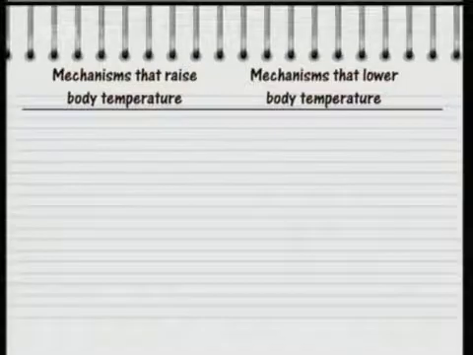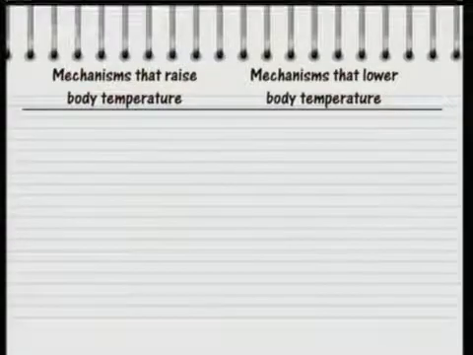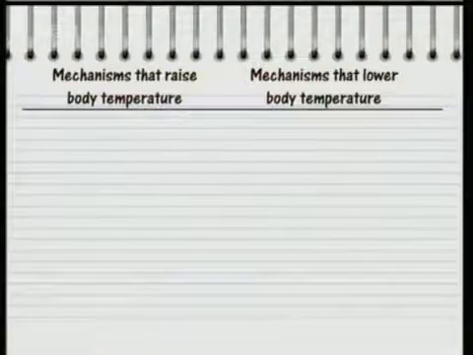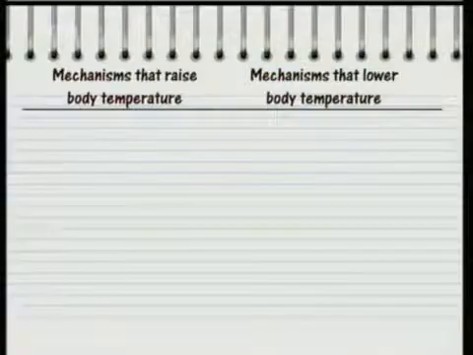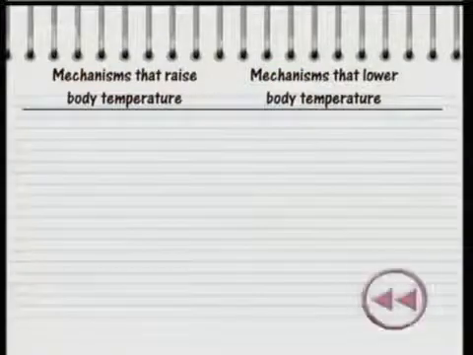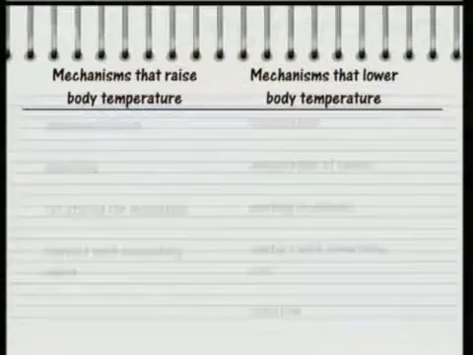Draw up two columns with the mechanisms that raise the body temperature in one column and the mechanisms that lower the body temperature in the other. Don't forget, you can always go back and have another look at the animation. So, how did you get on?